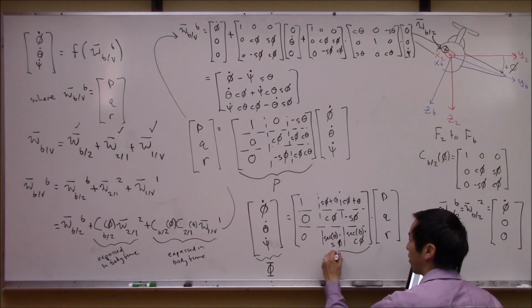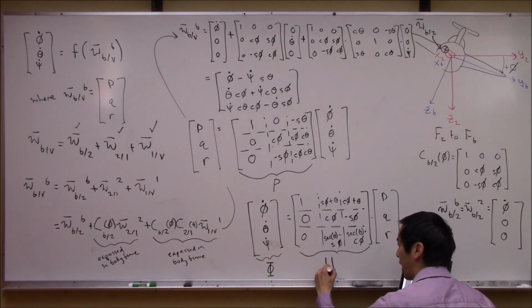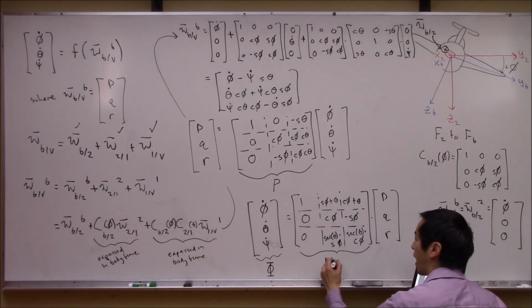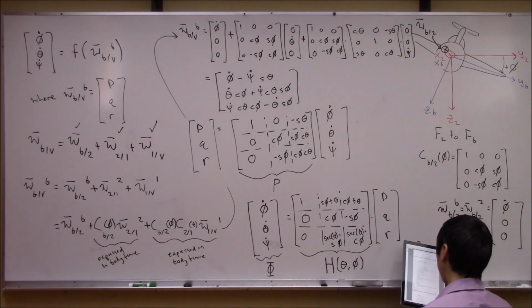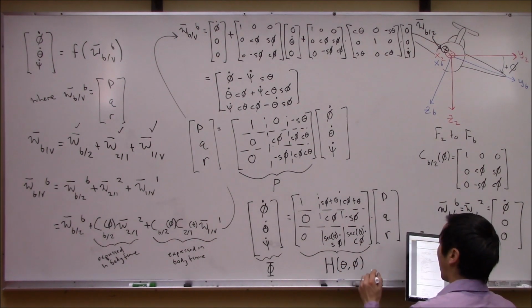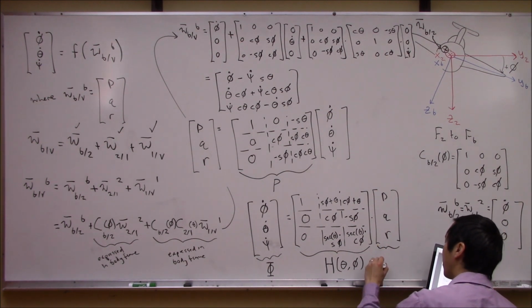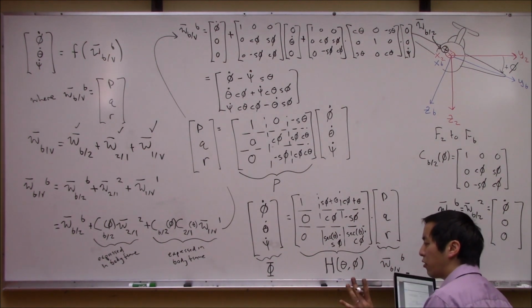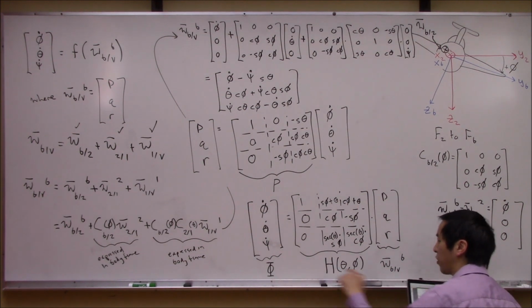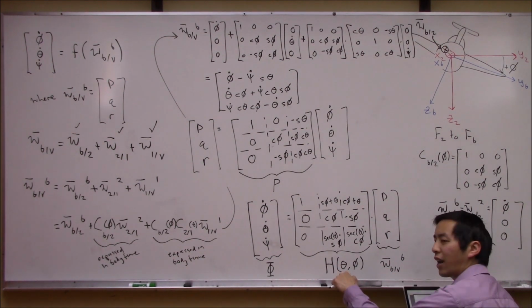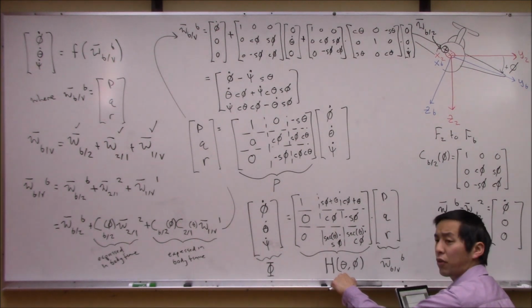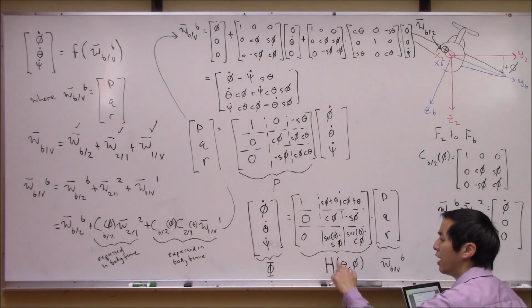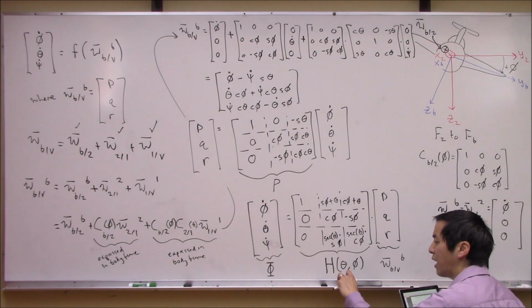This right here is what we call, in mathematics, let's call it H. It's a matrix, and H, if you notice, is only a function of theta and phi. And then this right here is a vector. This is omega b with respect to v expressed in the body frame. So if this is not a vector and this is a vector, this is not actually a rotation matrix. This is going to have some ramifications a little later that we'll take a closer look at. Don't mistake this for a rotation matrix.